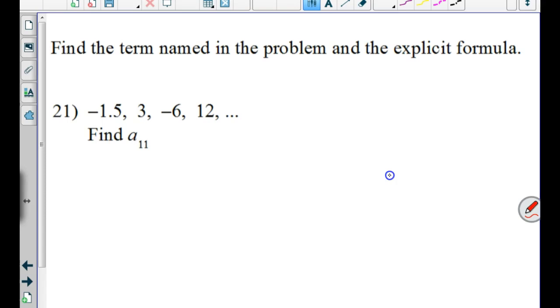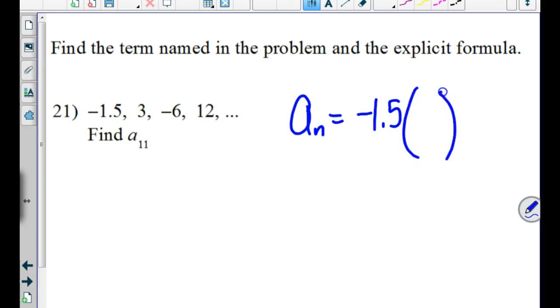All right. Need to do another one? Let's do it just because it's negative. So the first term is negative 1.5. You can put it in parentheses if you want, but the ratio needs to be in parentheses. What is the ratio? You got to be careful. 3 divided by negative 1.5 is negative 2 is the ratio. So put in an 11. All right, let's make sure we get the sign right. So negative 1.5, parenthesis, negative 2 to the 10th, or 11 minus 1 is fine.